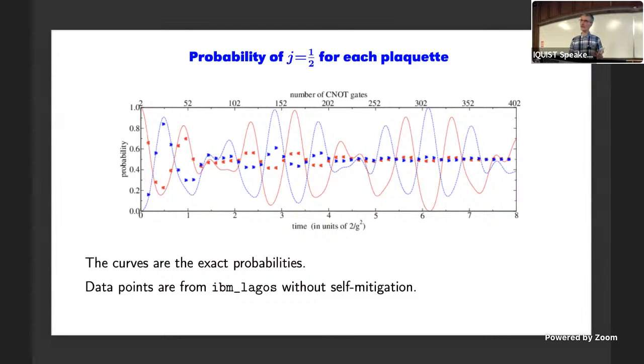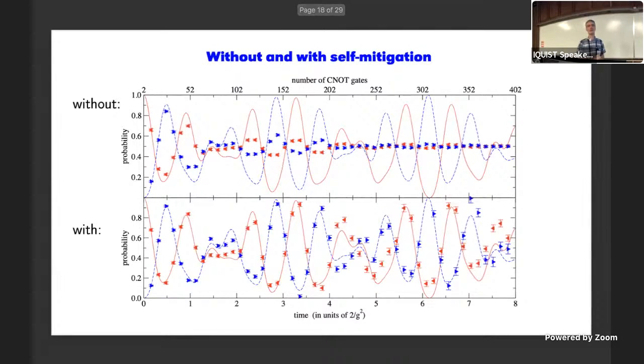Suppose you understood the errors and could mitigate those errors, then you might see something like this, where the top panel is exactly what we were just looking at. And the bottom panel is the same data, but the errors have been mitigated. And suddenly you see a very long time extent where the output from the quantum computer matches, not perfectly, but reasonably, the true result. So what's going on here? How do you get from the top panel to the bottom panel? That's what I need to tell you.